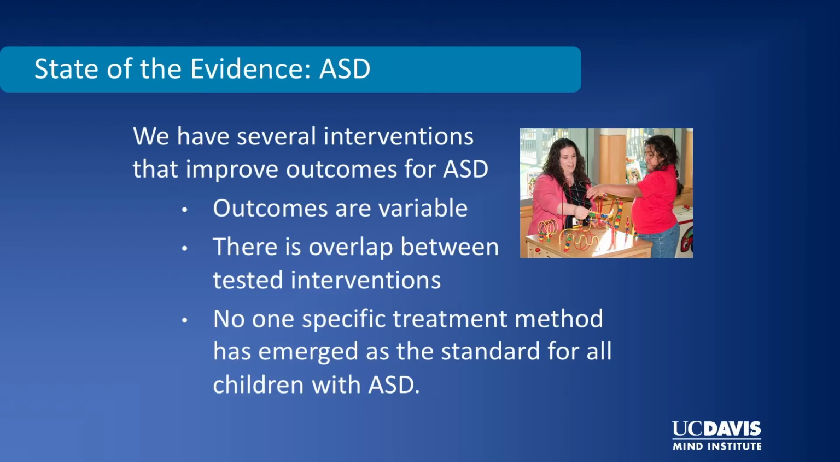But we do know that we have interventions that help kids with autism in a variety of ways. We know that outcomes are variable for kids, and there's a lot of overlap between the tested or evidence-based interventions. So I'll talk a little bit about that. And no one specific treatment method has emerged as the standard of care for all kids with autism. And really, we don't have a lot of comparisons of one treatment with another treatment. We're comparing treatment to not having treatment. And generally, if we're comparing two good treatments, kids do well in both treatments, which is confusing yet lovely, because when we take into consideration the context, it means we have a lot of options.